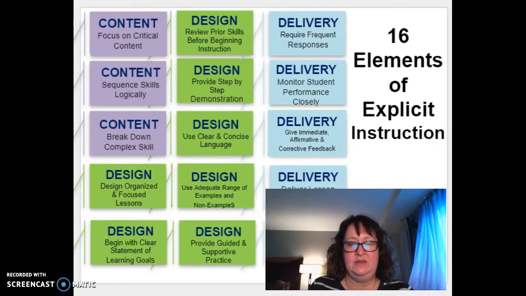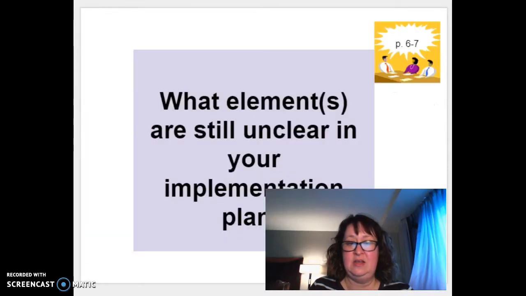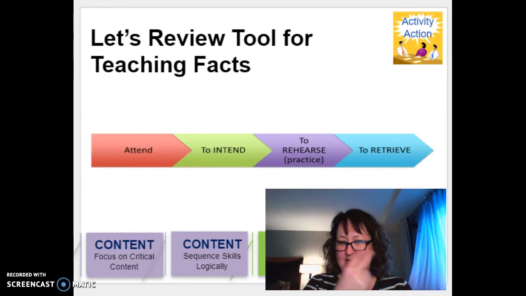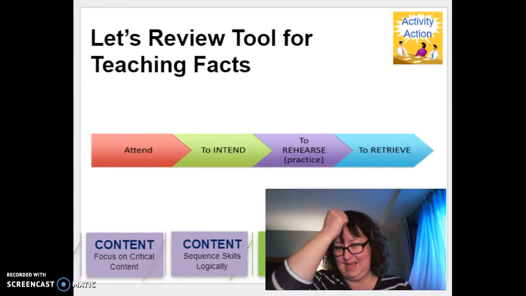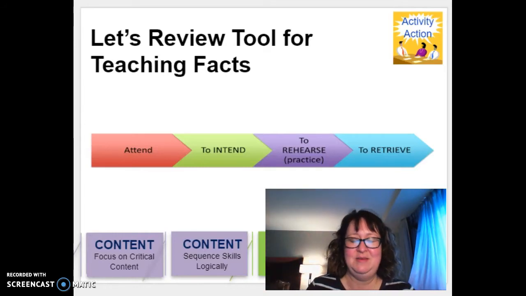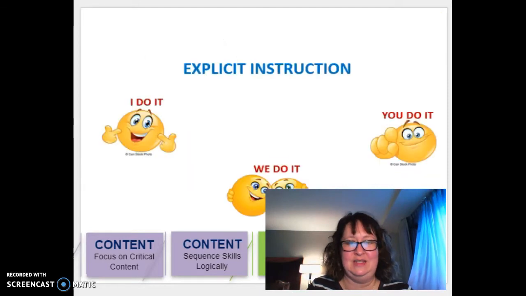So now that we've gone through the 16 elements, and you are going to make sure that you're not unclear on any elements, but rather are good to go, you're going to want to remember to attend, to intend, to rehearse, to retrieve that information. Make sure you've got all those 16 elements down so that you're using them in your daily teaching.